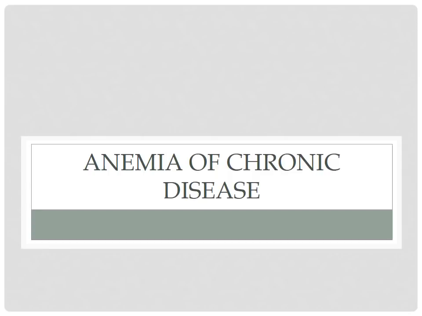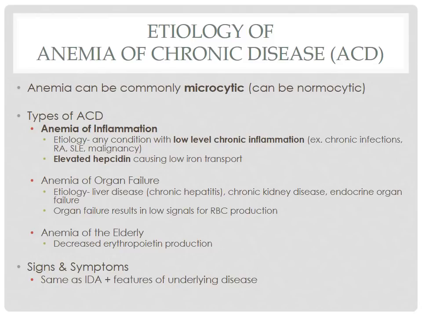Anemia of chronic disease. Anemia of chronic disease is typically a microcytic anemia. There are occasions where you can see a normocytic anemia with this disorder. There are three types of anemia of chronic disease: anemia of inflammation, anemia of organ failure, and anemia of the elderly. In anemia of inflammation, there is low-level chronic inflammation that is leading to the anemic state. This is typically related to issues such as chronic infections, autoimmune disorders such as RA or systemic lupus, or a malignancy.